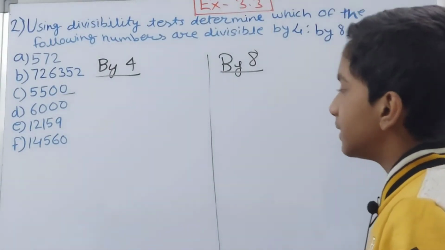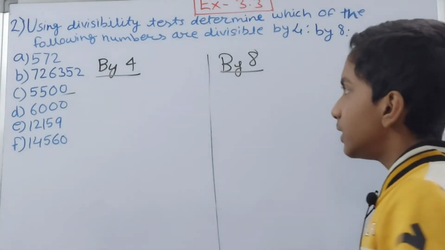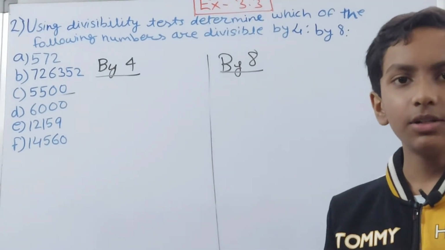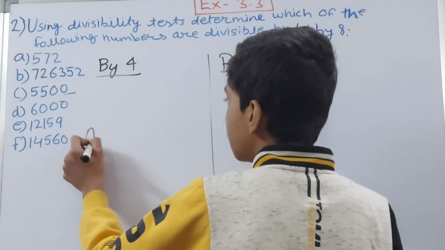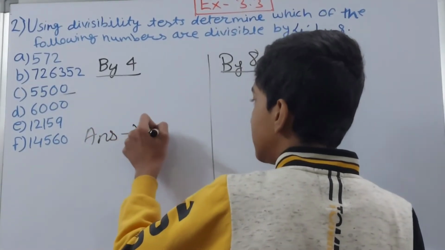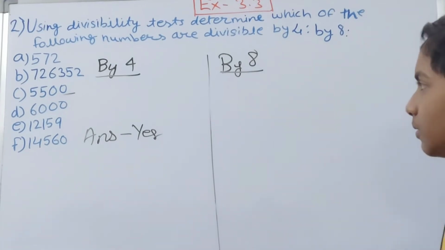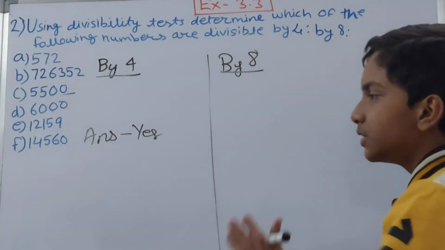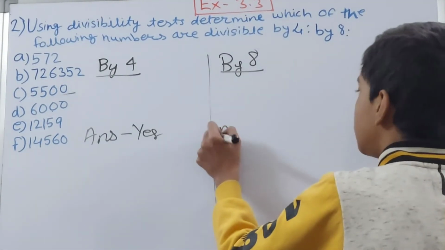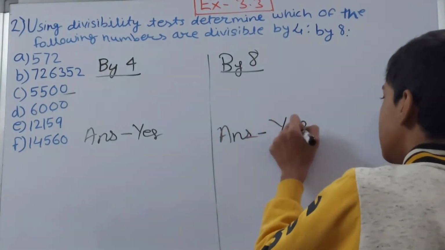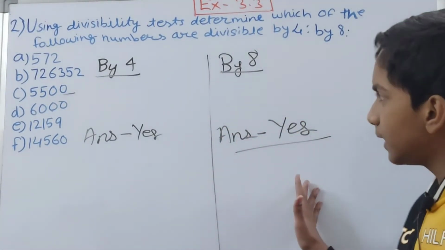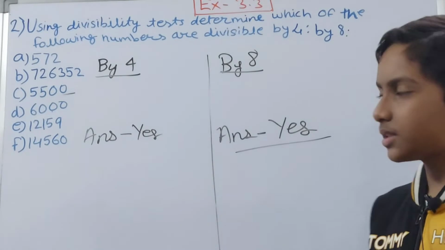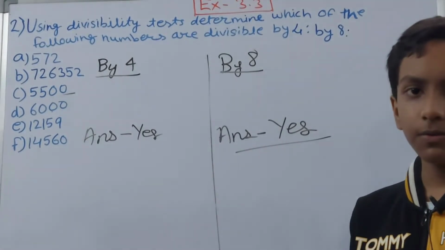Next number we have is 6000. Now for 6000 we have to check whether it is divisible by 4 or not. First you see the last 2 digits, we have 0 and 0. I told you, whenever you get 0, you can say that yes, it is divisible by 4. And if you have to check whether this number is divisible by 8, and you also have zeros in the last 3 digits, then you can say that this number is divisible by 8. You can write yes over here, okay? And if you check by dividing the whole number, 6000 by 4 and by 8, yes, it will come out that the number is divisible by 4 and 8.